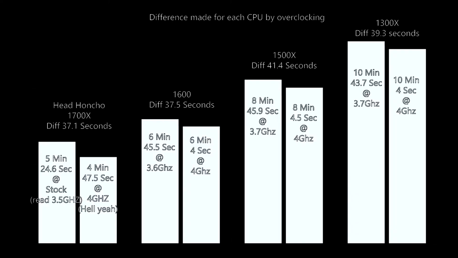Now moving on to the difference between the stock clock of 3.7 gigahertz, or 3.6 in some of them, and the 4 gigahertz overclock. I was really impressed by how much of a difference this made in render time, because it's a 300 megahertz overclock, and it made a 40 second difference in most of the cases. This means that if you have a Ryzen CPU and you're running Premiere Pro, you have to overclock it to the maximum amount that you can get that CPU, because every small bit makes a big difference in render time. 40 seconds is a lot for a 5 minute render of something.